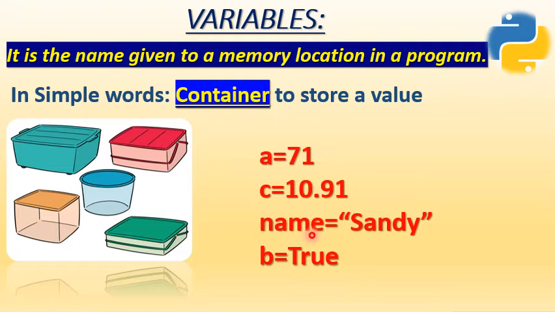In my third example, I have a variable named name, and it is storing a string, Sandy. For now, think of a string as a collection of alphabets. I will explain it in future videos, but till now just think of a string as a collection of alphabets. So my variable name is storing the string Sandy, meaning it is storing data of data type string. Then here B. B is my variable name which is storing True. So True is boolean type data. I will explain these with examples.